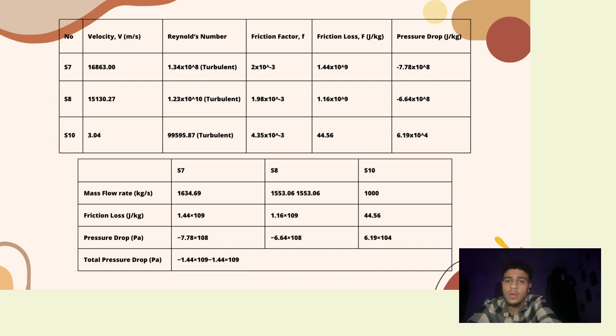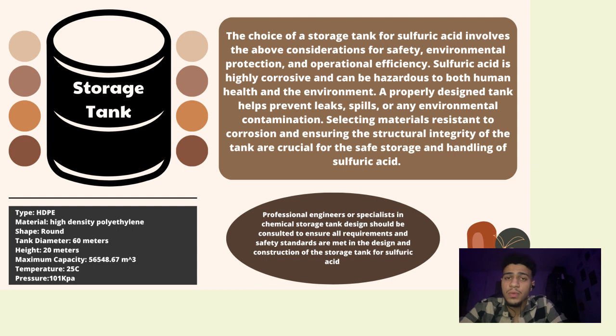After calculating the total friction loss, we can finally calculate the pressure drop for pipe S7 by rearranging the Bernoulli equation to delta P is equal to minus F by G to the power of rho G. And then we can calculate the value of the pressure drop, which is equal to minus 7.78 multiplied 10 to the power of 8. And then we repeat the steps for pipe S8 and S10, and then we calculate the total pressure drop. After calculating the pressure drop in pipe S7, S8 and S10, we can finally calculate the total pressure drop in all pipes by adding them together, and it's equal to minus 1.44 multiplied 10 to the power of 9. So moving on to the next slide, which is the storage tank.